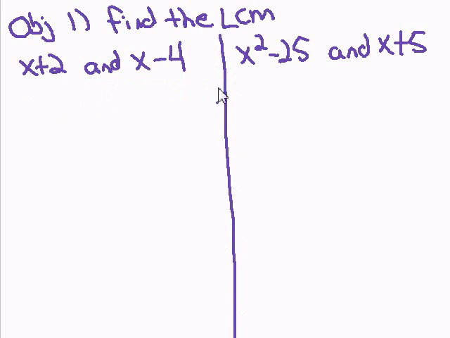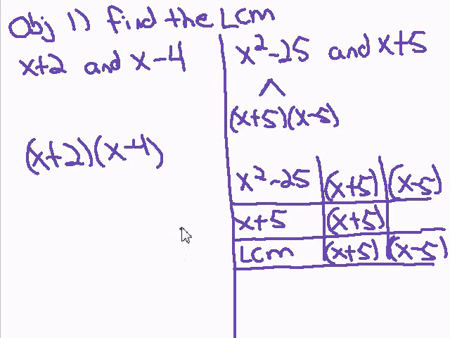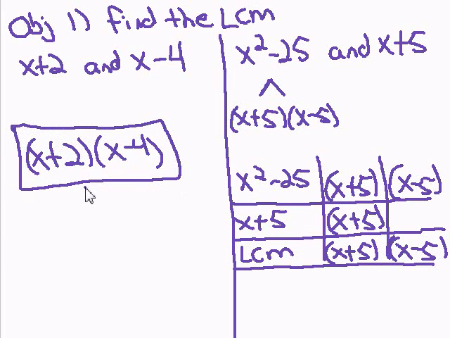The vertical line separates the 2 examples. Go ahead and try to find the least common multiple of these 2 examples. Press play when you're ready to see the answer. Okay, the first one was pretty tricky because the least common multiple was x plus 2 times x minus 4. You cannot factor x plus 2 any further, and you cannot factor x minus 4 any further. So this indeed is your least common multiple.